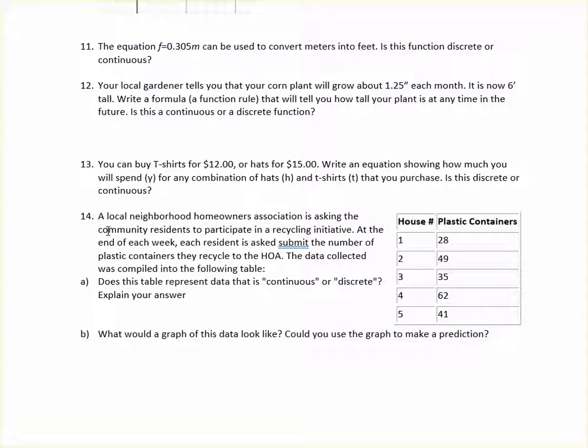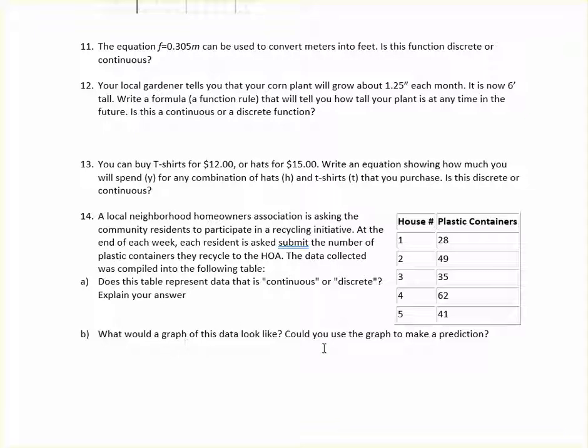Let's look at number 14. 14 says a local neighborhood homeowners association is asking the community residents to participate in a recycling initiative. At the end of each week, each resident is asked to submit the number of plastic containers they recycled to the homeowners association. That's what HOA is. The data collected was compiled in the following table. So we've got one house did 28 containers, house number 2 did 49, and so on. Does this table represent data that is continuous or discrete? So you decide on that.